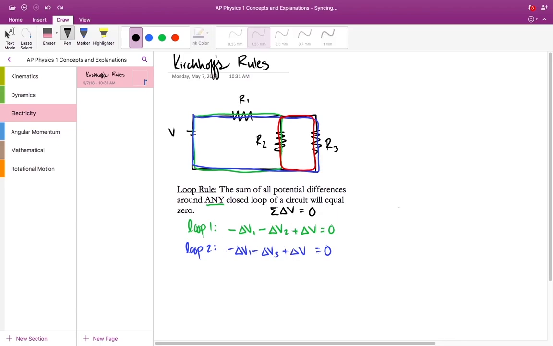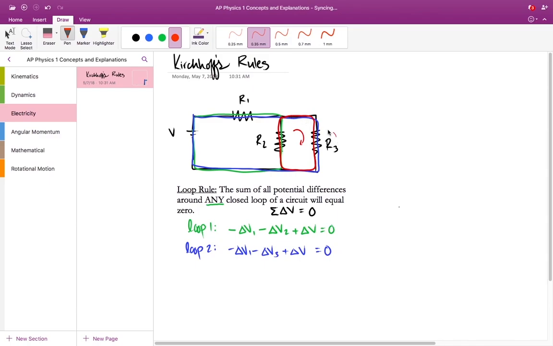Alright. But we're not going to do that. We're just going to set up a third loop. We're going to set up a third loop, and this one is a little bit more subtle. So let's go clockwise again. We're going clockwise around this loop.